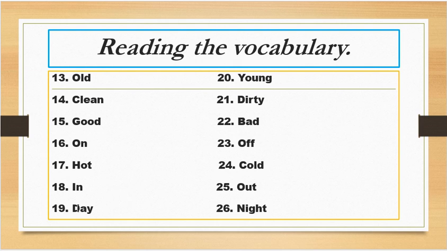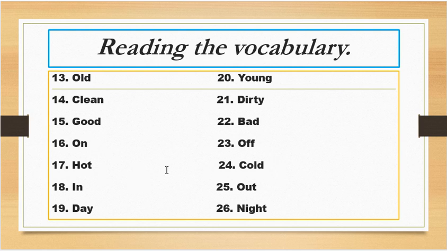Number 19, we have day, the antonym is night. You encounter this one every day, the day and the hot. Next, number 20, we have young, the antonym is old. Number 21, dirty, the antonym is clean. Don't forget. Number 22, we have bad, the antonym is good. Number 23, we have off, the antonym is on.